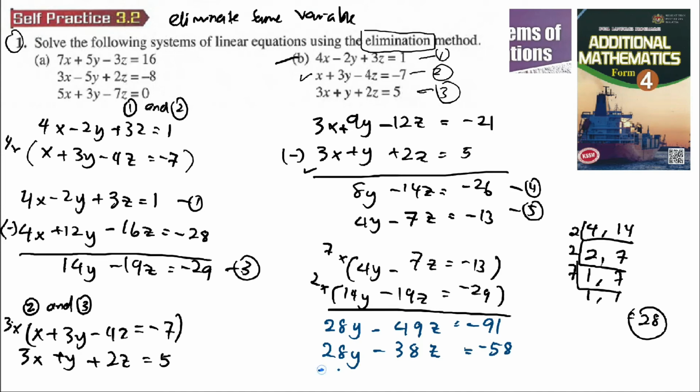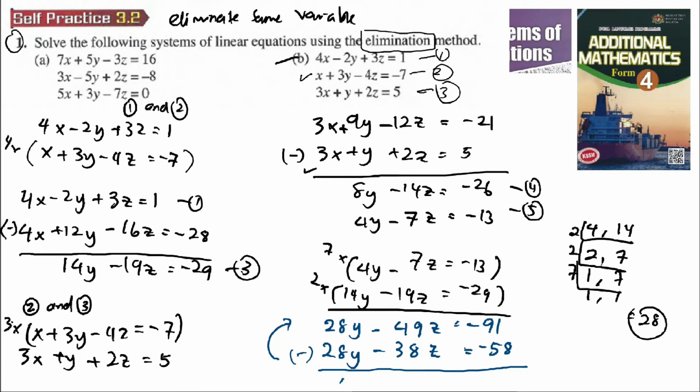Okay, so you see here, now you can eliminate y, right? So you have to minus to eliminate y. You can choose to minus from below to up or up to below. But you see here, this one is negative, a larger one. So if I minus below minus up, I can get this one to be positive. So here, 28 minus 28 is 0.